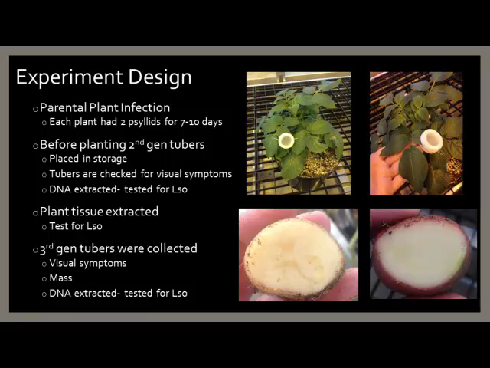When the plants came up, we collected tissue samples to test for LSO, and after those plants were finished growing and died, we harvested any tubers that came from those plants as well, and checked those for visual symptoms, tested for LSO, and weighed for differences in mass as well.